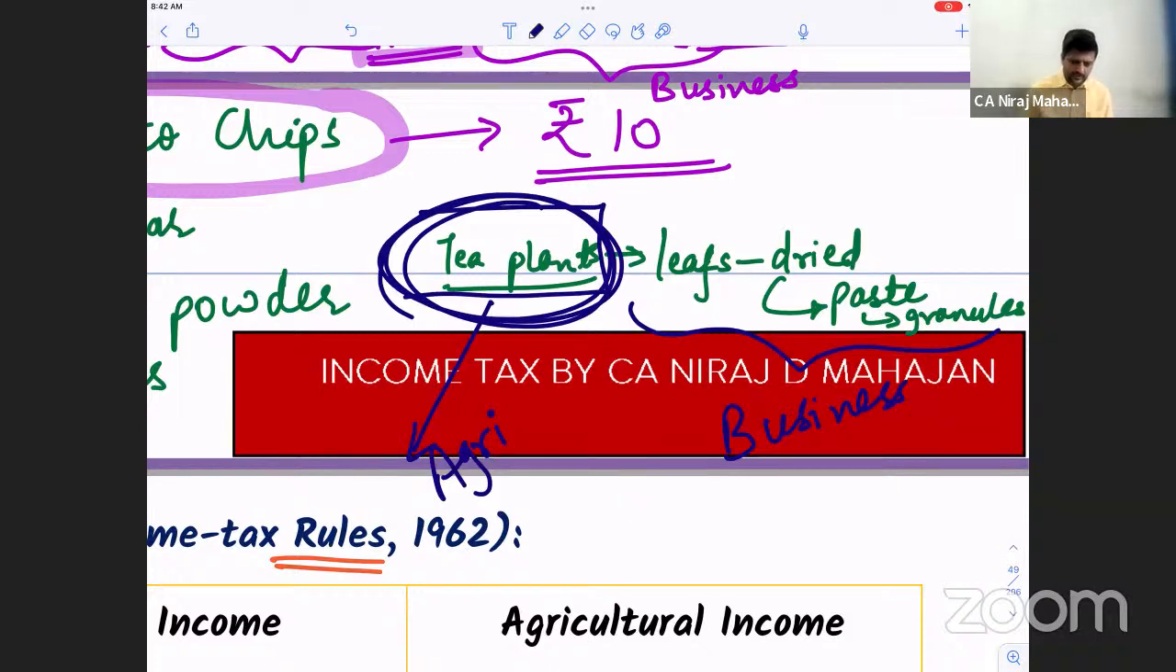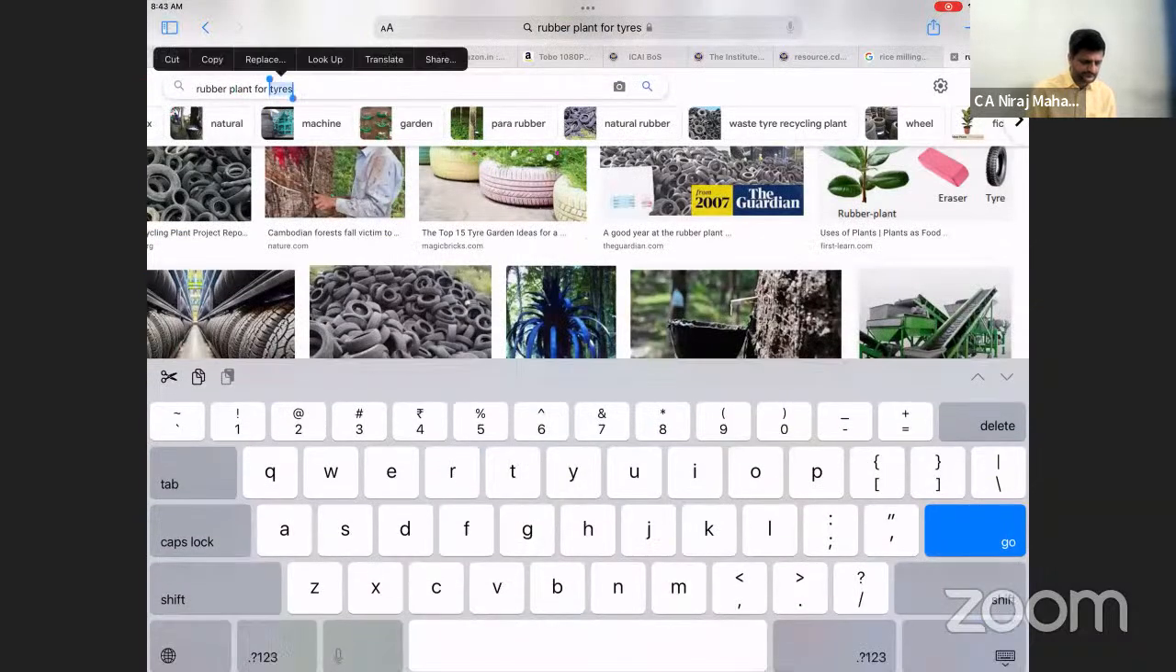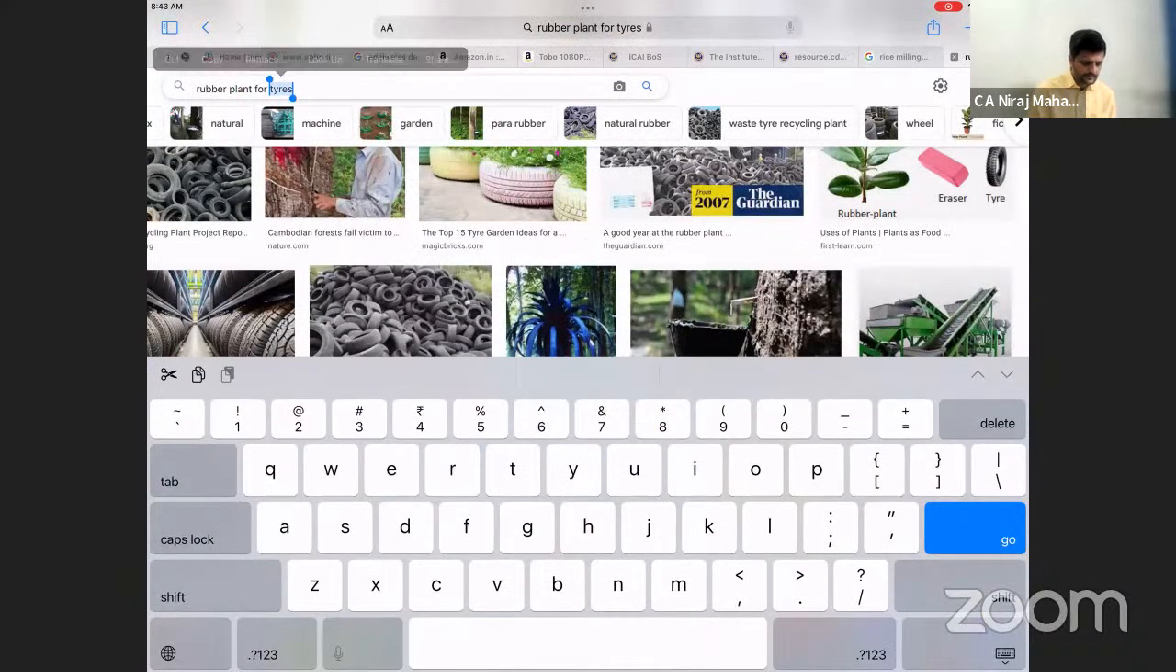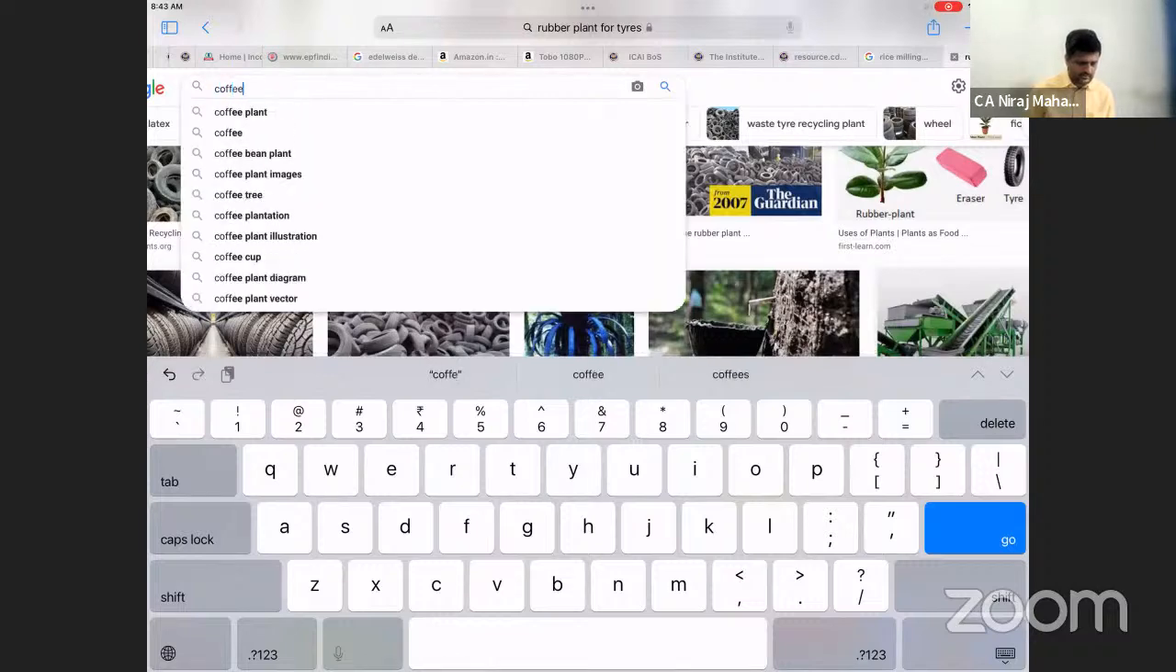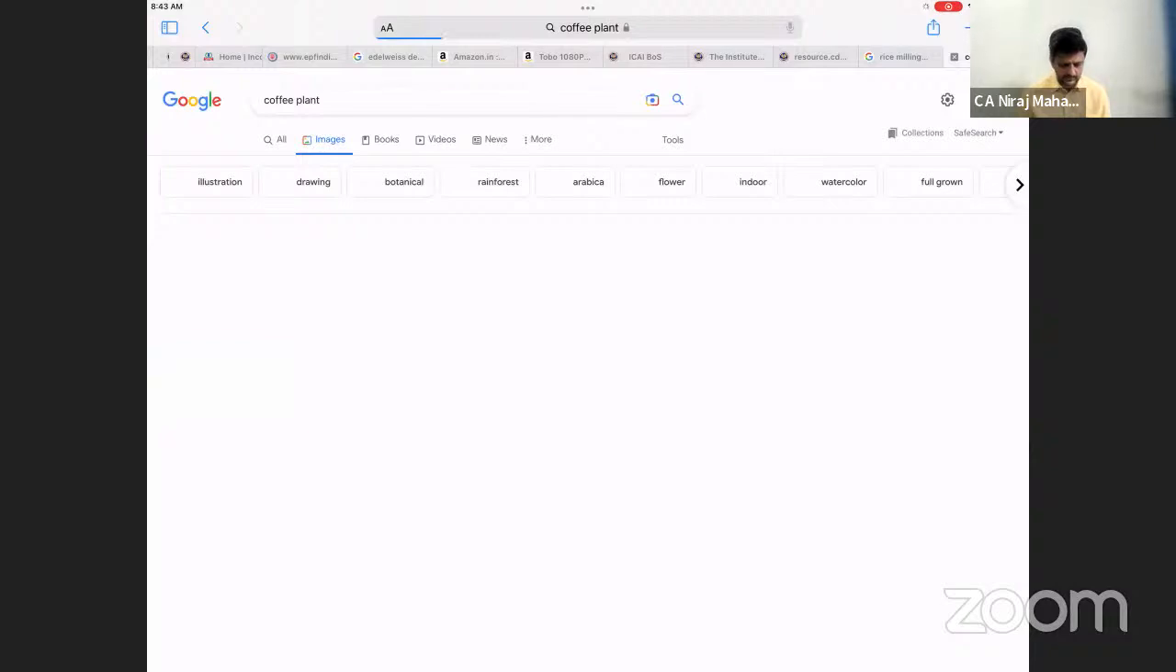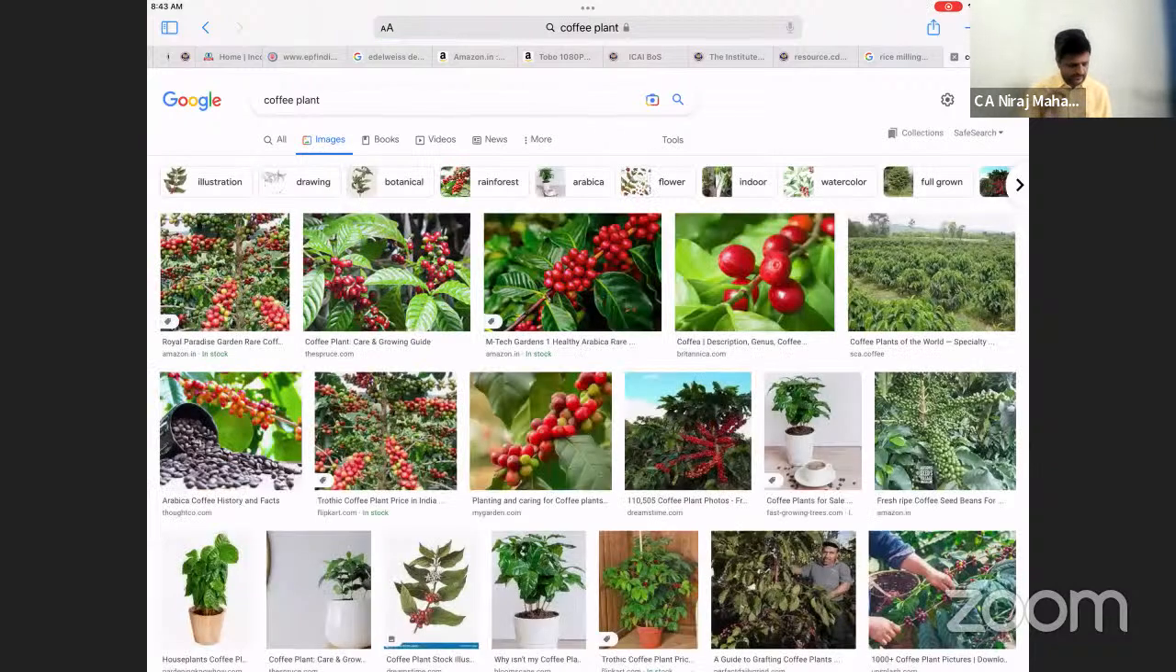We were checking something about tires. Oh, yes, we had checked tires also. Coffee bean plant. It was not a flower, it's a bean. Yeah, this one.